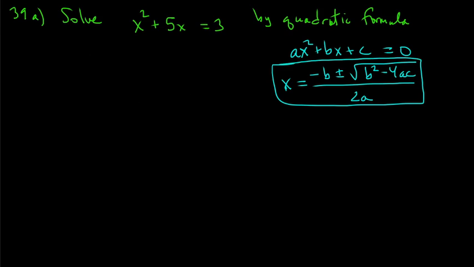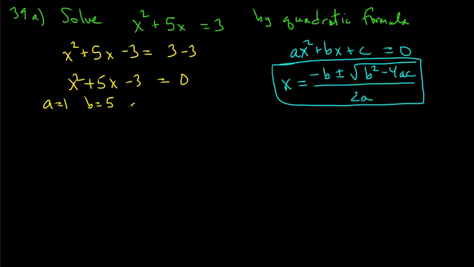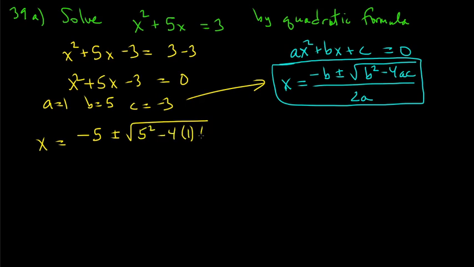And we're just going to plug in a, b, and c. So what is a, b, and c? Well, first of all, notice that this equation is not in standard form. We have to subtract 3 first. We have to get everything on the left, leaving 0 on the right. So now we know a is 1, b is 5, and c is negative 3. So plugging those numbers into the formula, you just get negative 5 plus or minus the square root of 5 squared minus 4 times 1 times negative 3 all over 2 times 1.